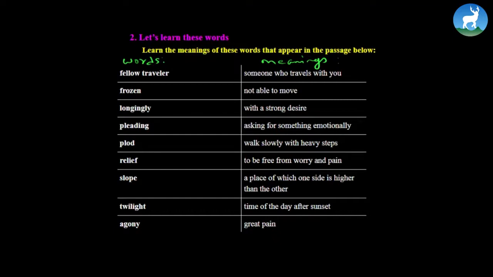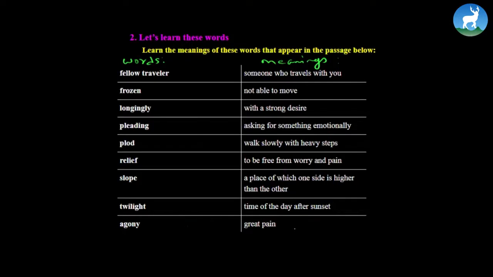Fellow traveler, someone who travels with you. Frozen, not able to move. Longingly, with a strong desire. Pleading, asking for something emotionally. Plod, walk slowly with heavy steps. Relief, to be free from worry and pain. Slope, a place of which one side is higher than the other. Twilight, time of the day after sunset.